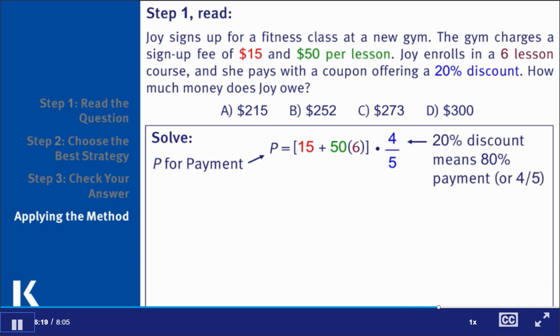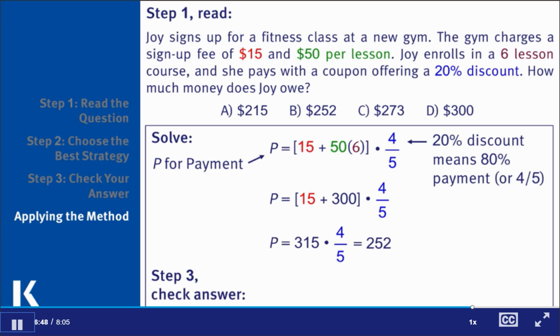Then we multiply everything by 4/5. Since she is paying with a 20% off coupon, we know that she has to be paying 80% of the original fee. The easiest way to represent this in an equation is by using the fraction 4/5. Now we can begin to solve the equation, starting by simplifying 50 times 6 to 300. Then we add 15 to 300 and take into account the fraction. We solve this equation to give us the number 252.